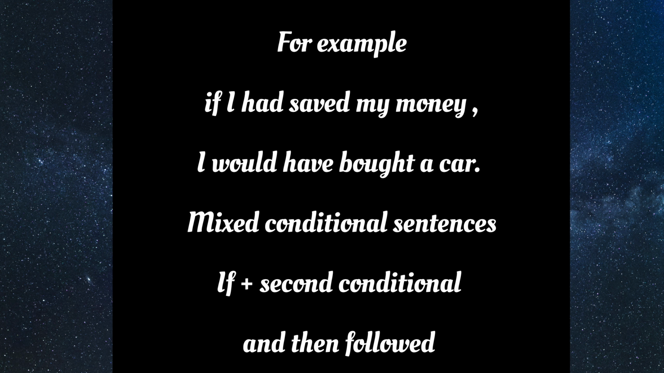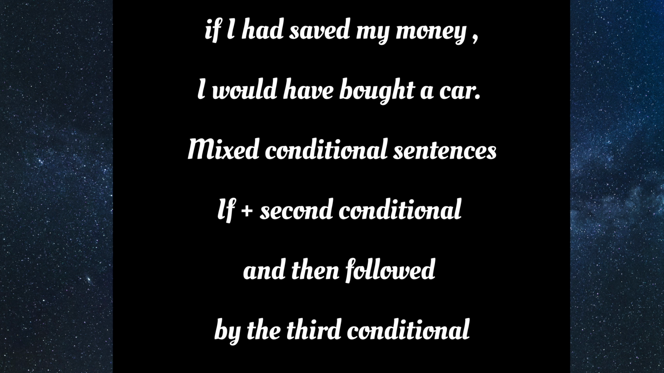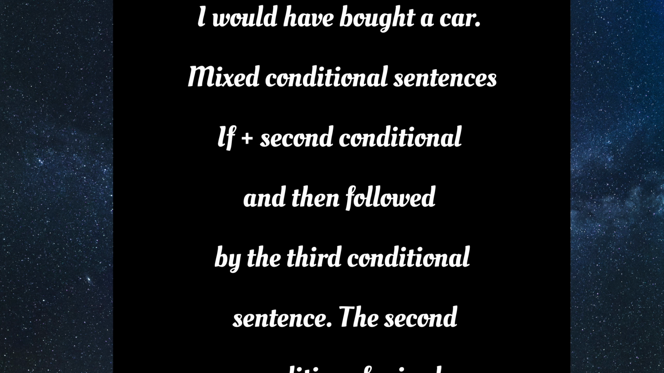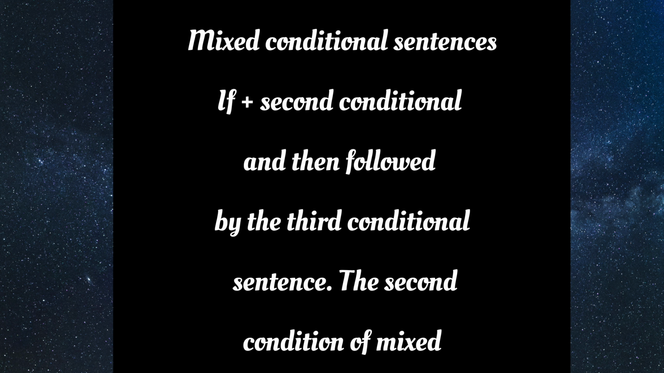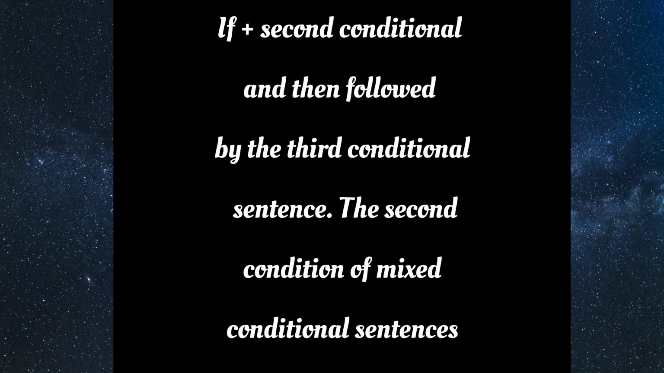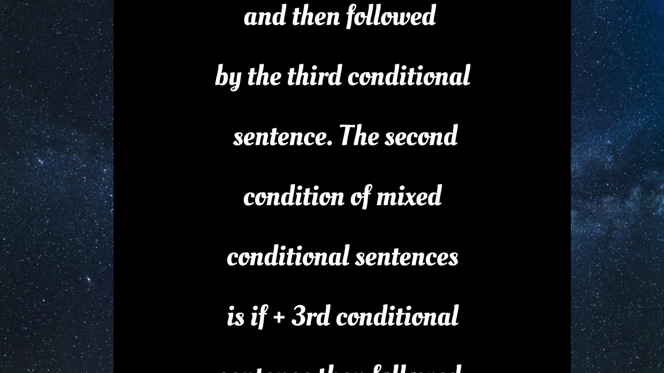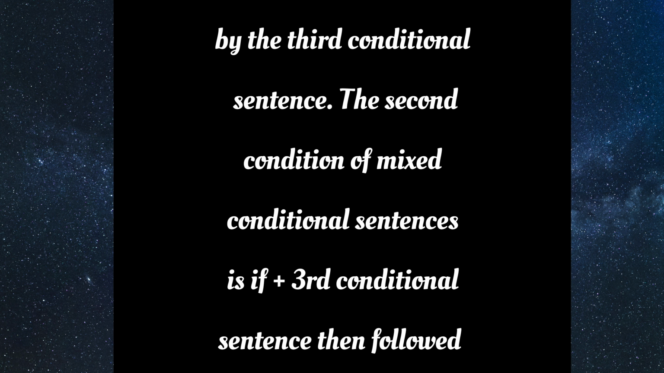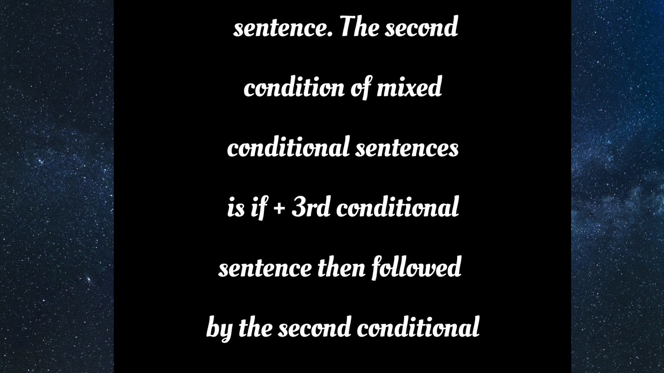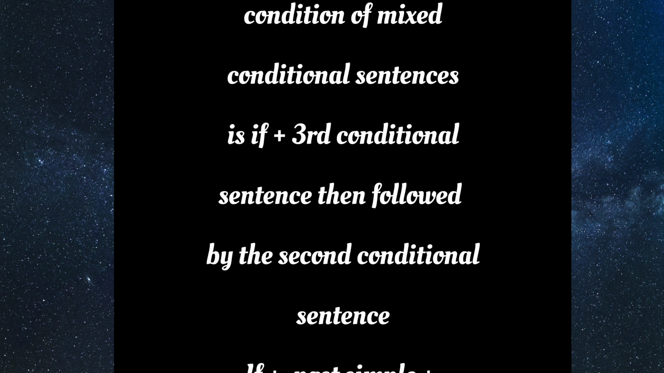Again, the sentence differs from reality: if I had saved my money, then I would have bought a car. The last type of conditional sentences is mixed conditional sentences. The construction of these sentences is of two types. Number one starts with if, the second conditional, followed by the third conditional. The second type is if, then the third conditional, followed by the second conditional.